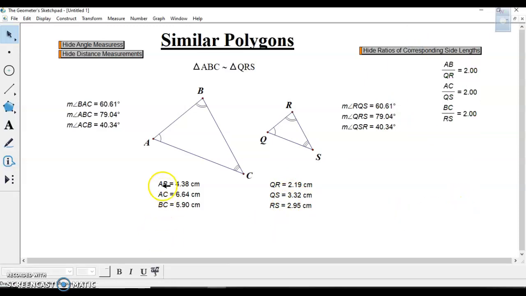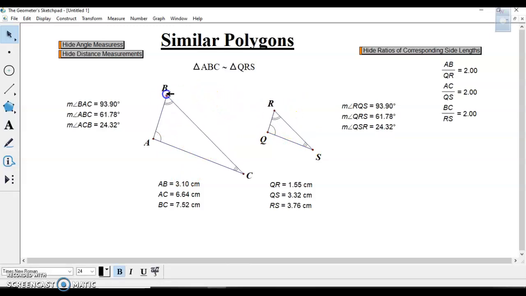You'll notice that when I do AB divided by QR, I get 2. And AC divided by QS, I get 2. And BC divided by RS, I get 2. And that's because when I constructed these similar triangles, I made them so that the similarity ratio of triangle ABC to triangle QRS is 2 to 1. Every side length in this triangle is double the side lengths in this. And if I move this guy around, that ratio holds true.